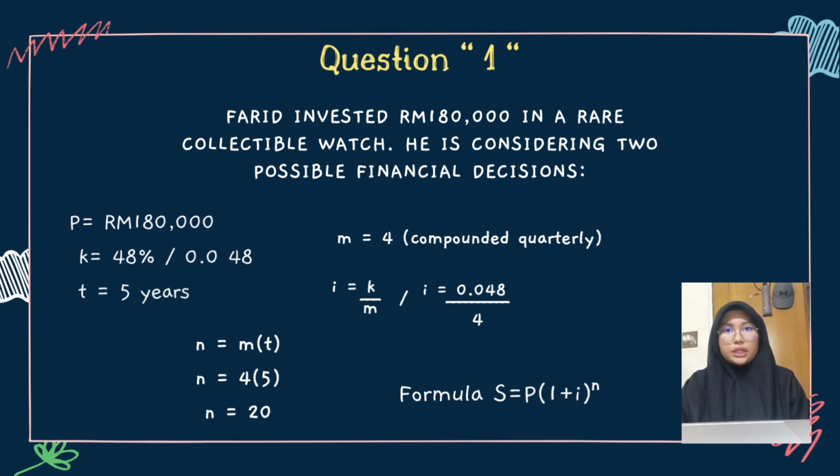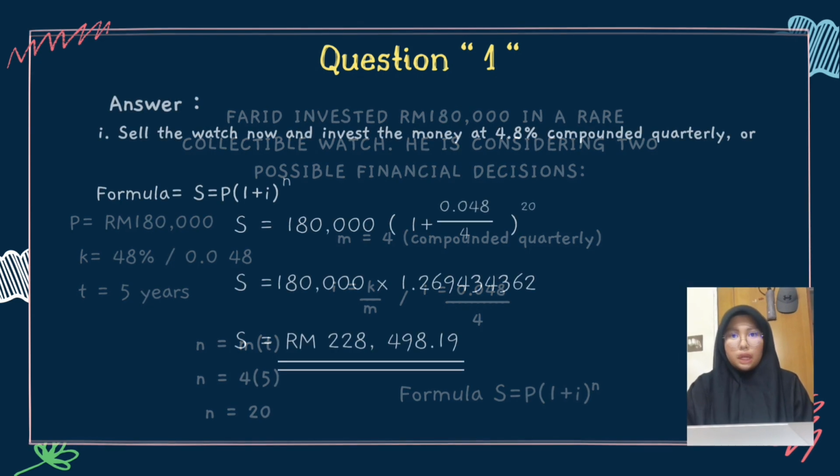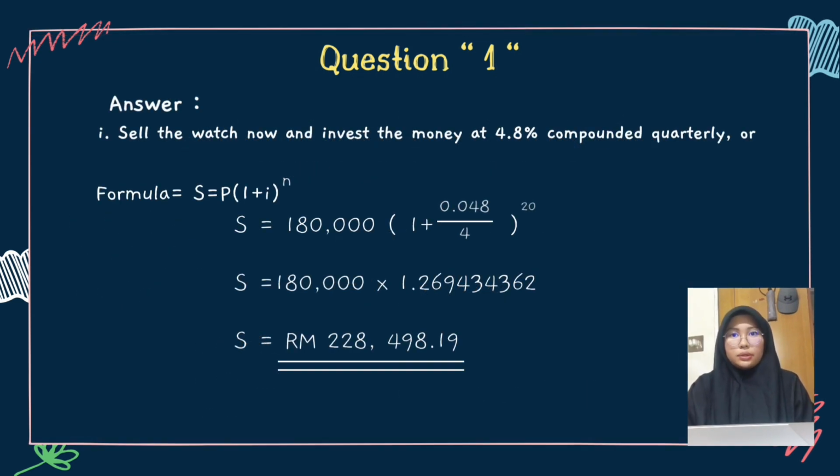Next, we find I, which is the interest per period. I equals K divided by M. So I equals 0.048 divided by 4. Now, we use the formula. The formula is S equals P times (1 + I) to the power N. Next, we calculate the value. S equals 180,000 times (1 plus 0.048 divided by 4), all raised to the power of 20. After using a calculator, the value of S is 228,498 ringgit and 90 cents.